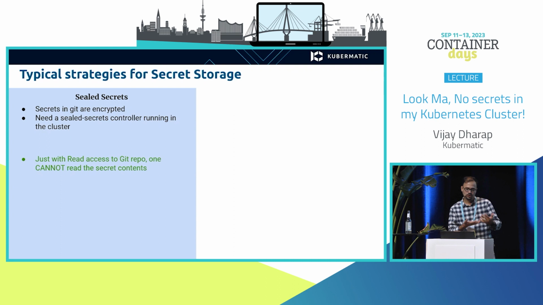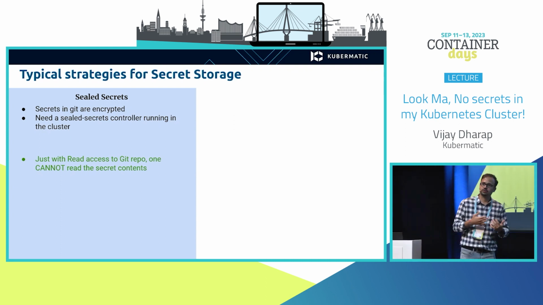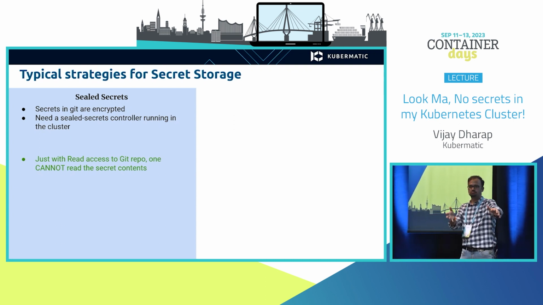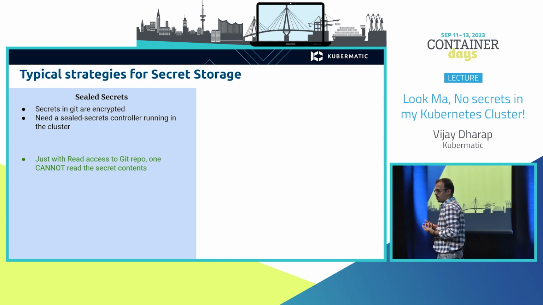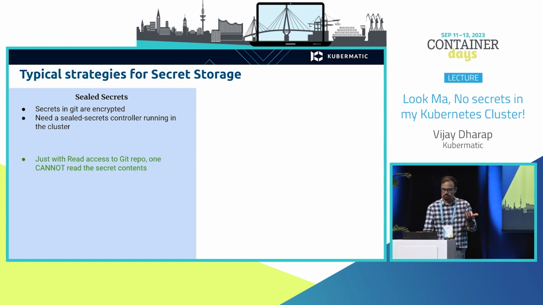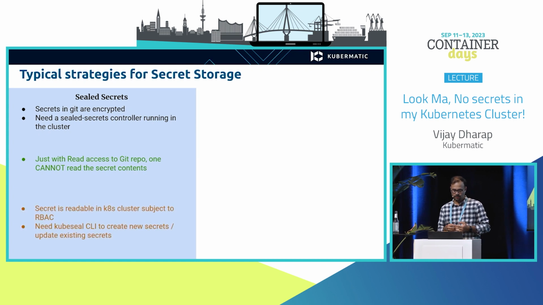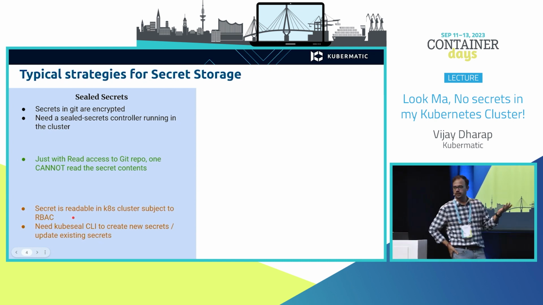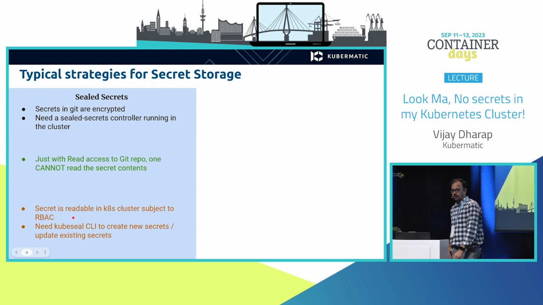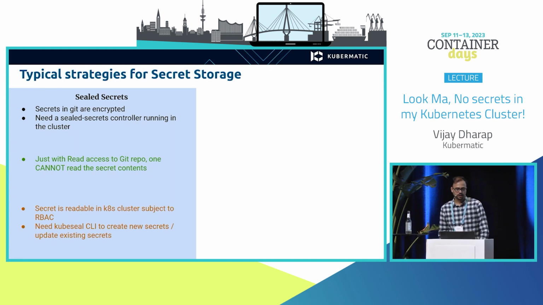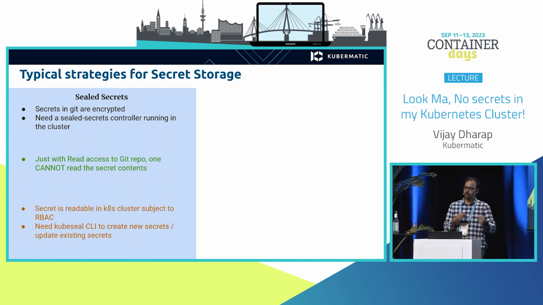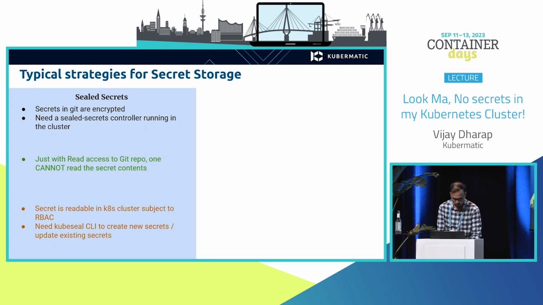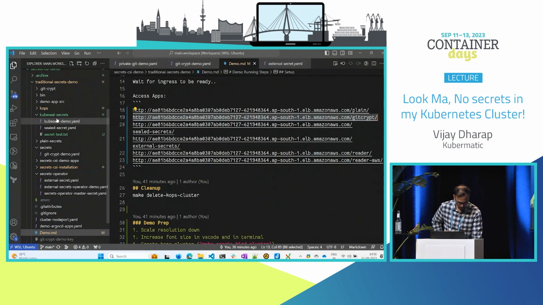So it is similar to git-crypt, in that just because you have read access to any Git repository, you will not know the secret. But in the cluster, you will actually have the secret available as a plain secret. So the drawbacks: the secret is still readable in the Kubernetes cluster if you have access via RBAC. And you also need a specialized CLI available in order to create this encrypted copy of the secret. And that's what we are going to do now, the creation of the copy.